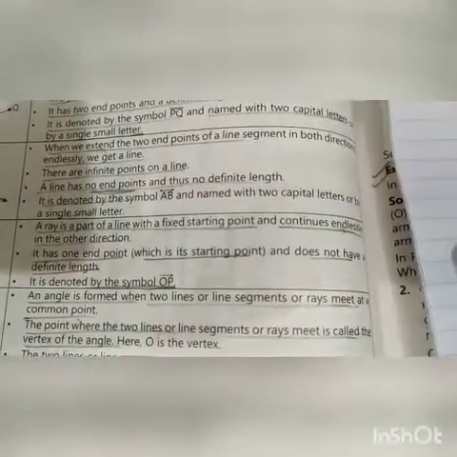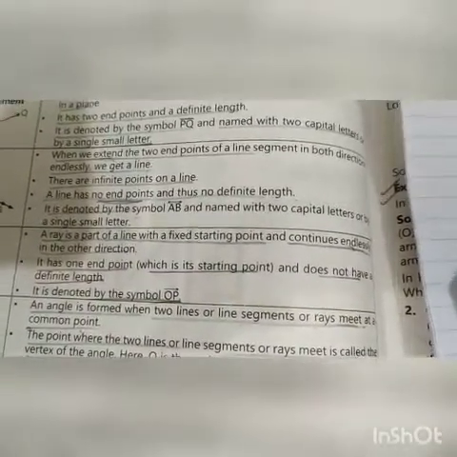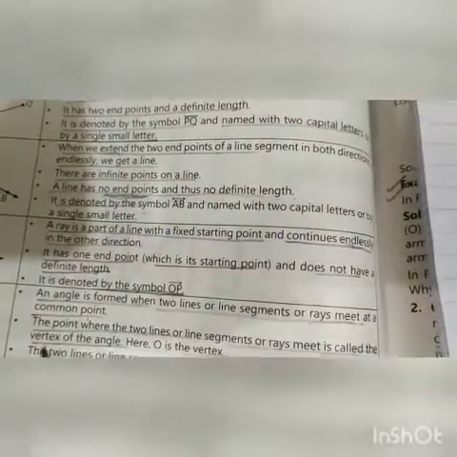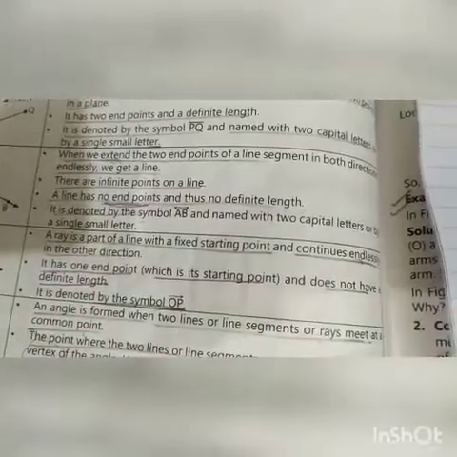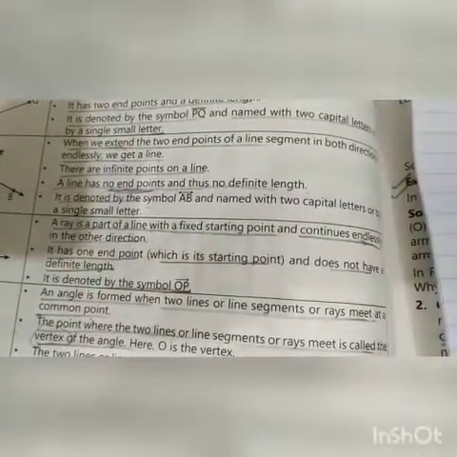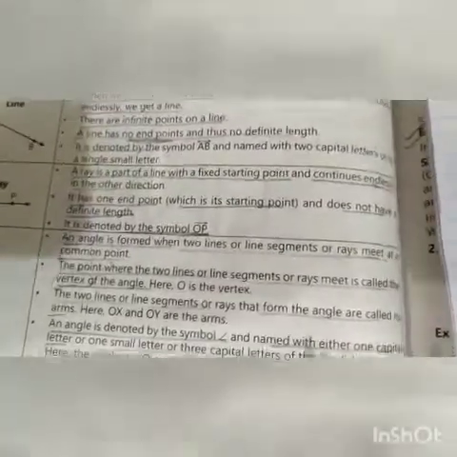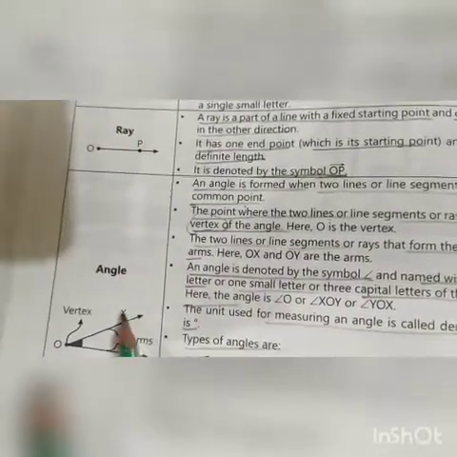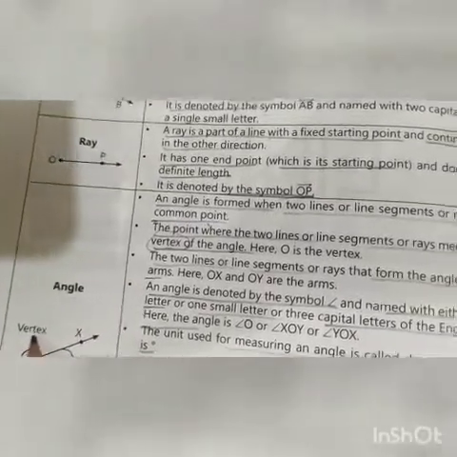The point where the two lines or line segments or rays meet is called the vertex of the angle. This point where these two rays meet each other is known as the vertex. This is an angle formed, and this point is the vertex of the angle. We can put any name here. O is the vertex. See in the figure, this point is the vertex. Here we have written X, O, Y. So point O is the vertex.